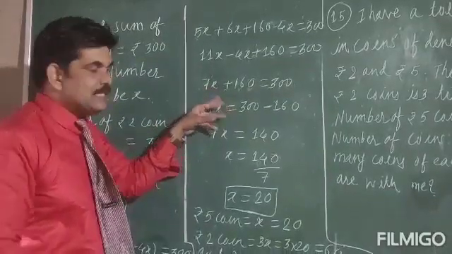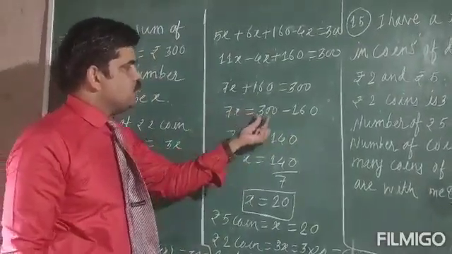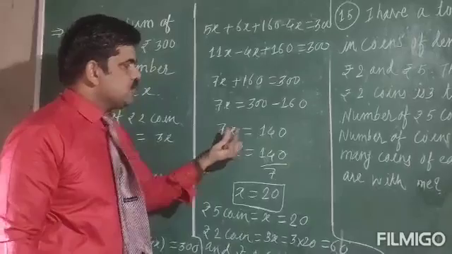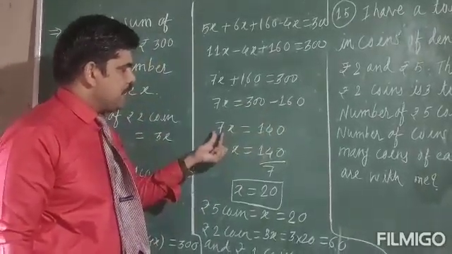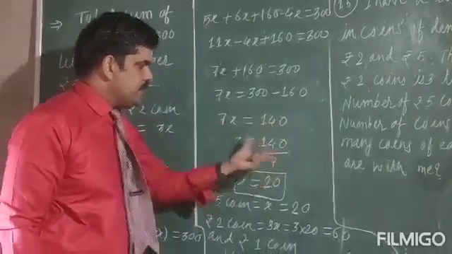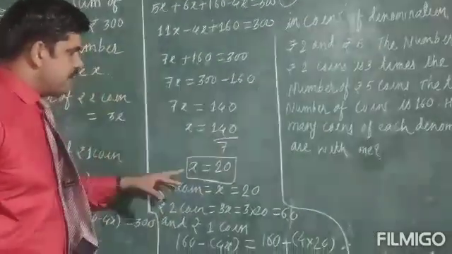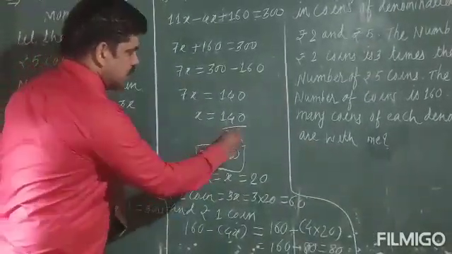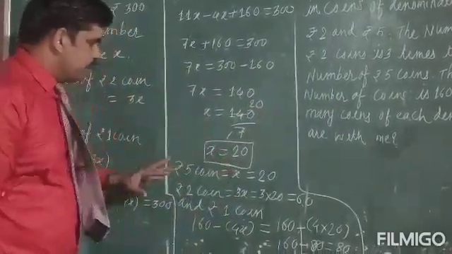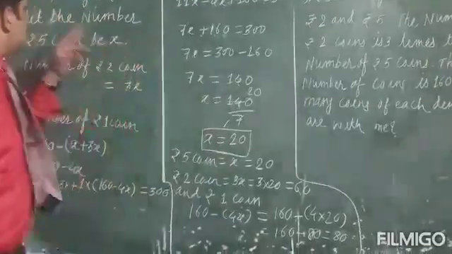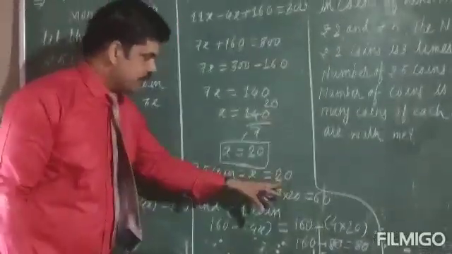Now 7x here as it is. 160 is positive on the LHS, so it will shift to the RHS as minus 160. So 7x is equal to 300 minus 160, so 7x is equal to 140. Now 7 is multiplied on the LHS, so it will be divided on the RHS, so x is equal to 140 upon 7. So x is equal to 20, because 7 twos are 14, so x is 20. So what is x? x is the rupees 5 coins, which we considered as x, that is 20.